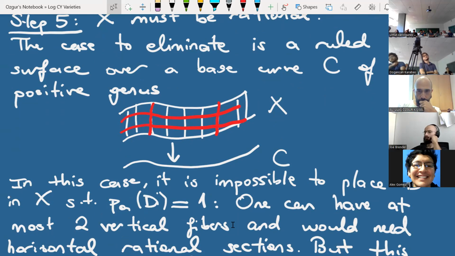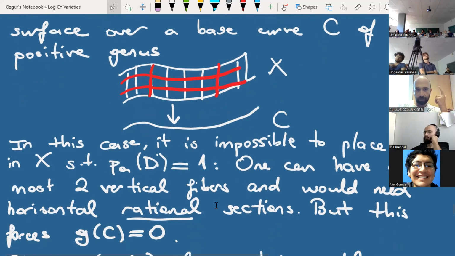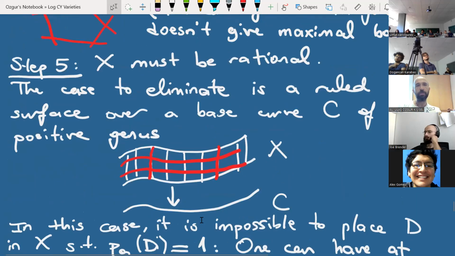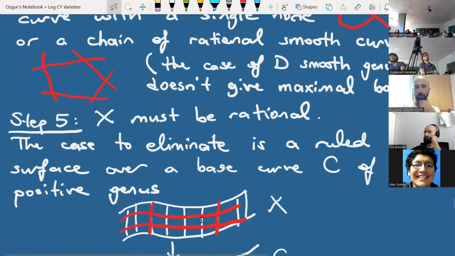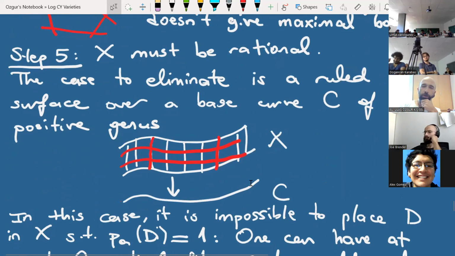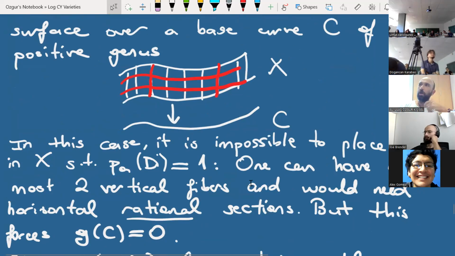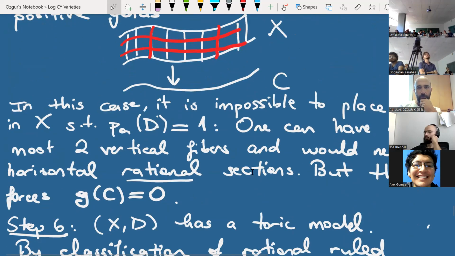So you also need at least one horizontal section, but that section should be rational. So remember that in this chain of curves, all the pieces should be rational. So you would need a rational curve. But a rational curve cannot map dominantly down to a positive genus curve downstairs. So that's impossible. So the only way out is that C itself has genus 0. Then, okay, this proves that X is rational.